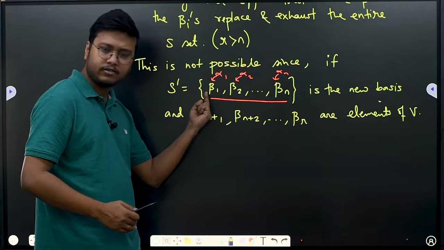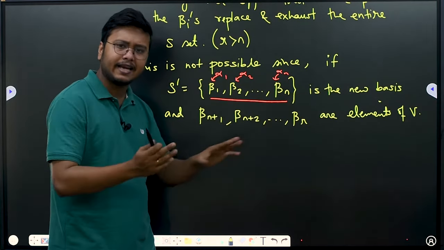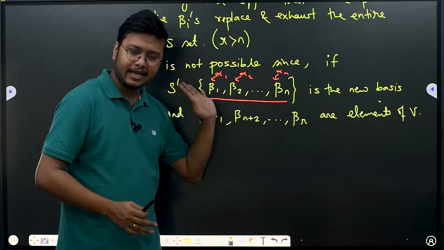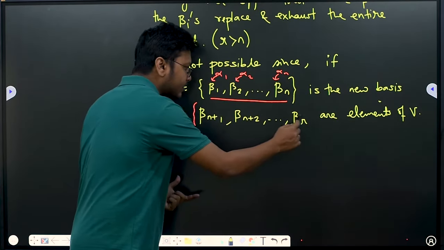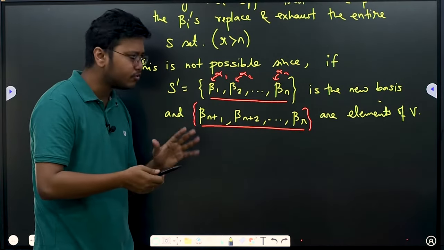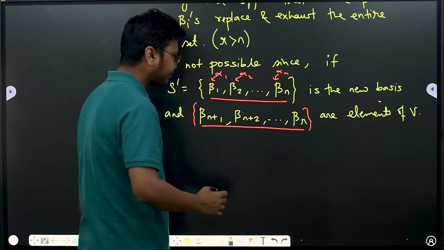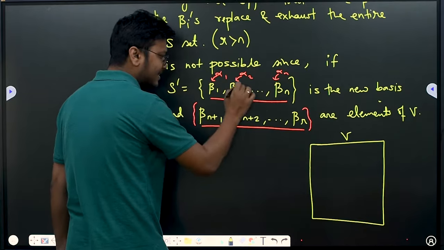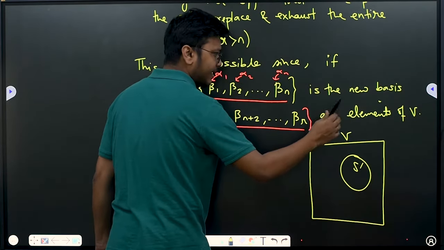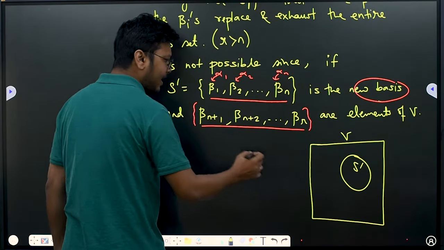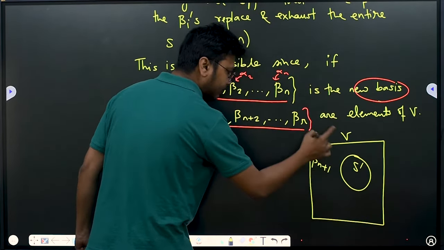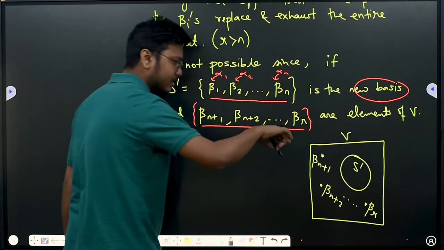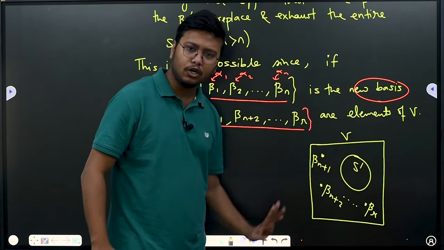It's not necessary that alpha 1 is replaced by beta 1. Maybe alpha 1 was replaced by beta n, like that, in a haphazard manner. But somehow all the alpha 1 to alpha n are replaced by beta 1 to beta n, and the remaining beta elements have not been used, and they are just some elements of V. Now you can imagine that if this is the vector space V, my S dash set is a basis. And beta n plus 1, beta n plus 2, and like this up to beta r are all some elements of the vector space which have not been included in the basis.